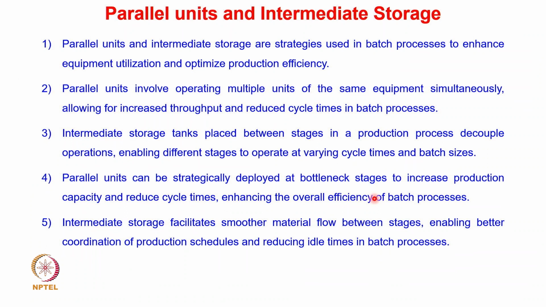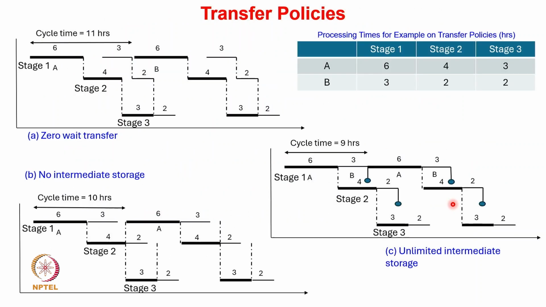Okay. So intermediate storage tanks placed between the stages in a production process decouple the operations, enabling different stages to operate at varying cycle times and batch sizes. Again, the parallel units can be strategically deployed at bottleneck stages to increase the production capacity and reduce the cycle times. This can enhance the overall efficiency of the batch processes. Whatever the bottleneck unit is, we can have multiple such units, and with that we can improve the efficiency significantly.